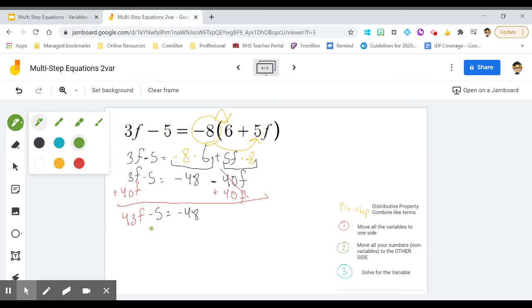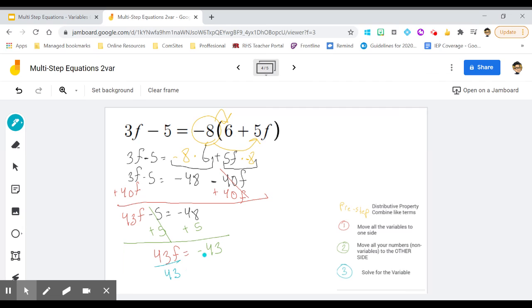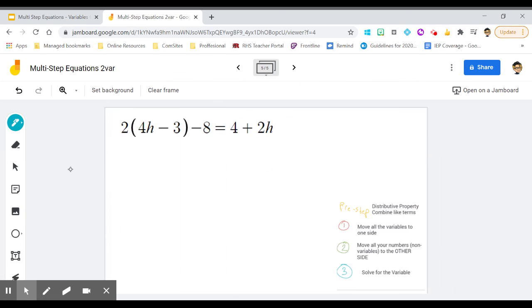Now I'm going to move all my numbers, and I'm going to add 5 over. Again, I'm going to move it away from here. And I've noticed in all these problems, I'm getting like 1. That doesn't always happen. This is just the math software I use to generate random problems doing some weird stuff. Last step, I'm going to divide both sides by 43, and I'm going to get f is equal to negative 1. All right, last problem I have here. Let's see if we get negative 1 again.